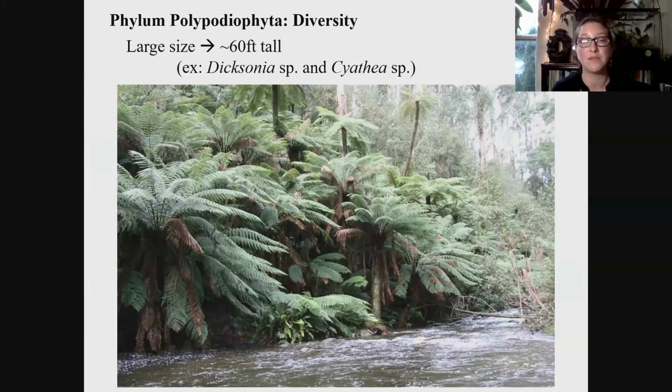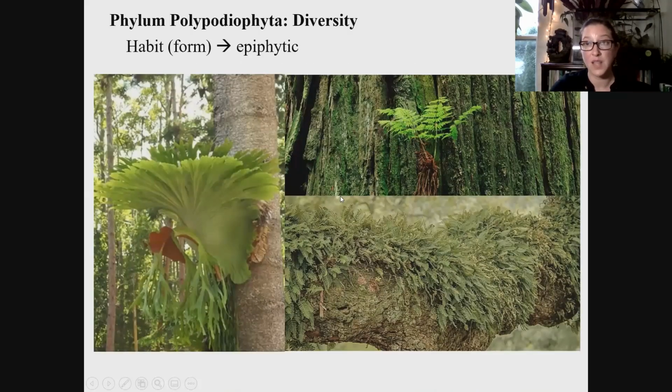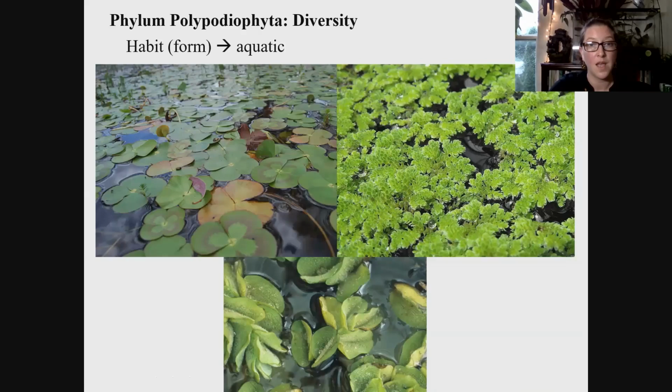There's a few genera of tree ferns where these ferns actually get over 60 feet tall. Sometimes they grow as epiphytes, which we've come across before, meaning that they grow on other plants. So that's what we see here. There's different aquatic species that we won't really go into in this course. We're going to focus on the ferns that live on land, but there are quite a few aquatic species that live either submerged in water or floating in water.